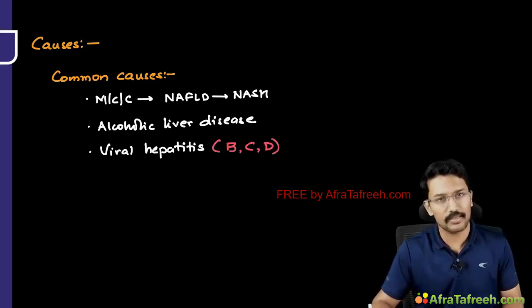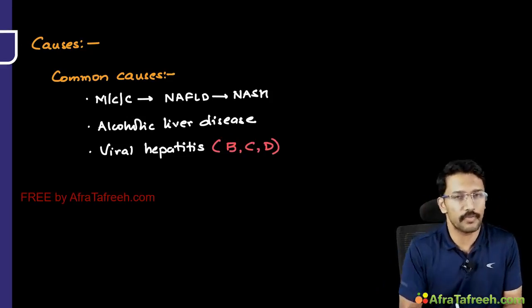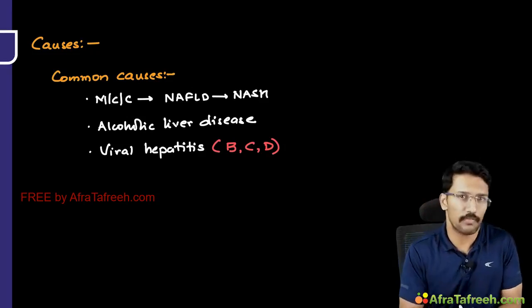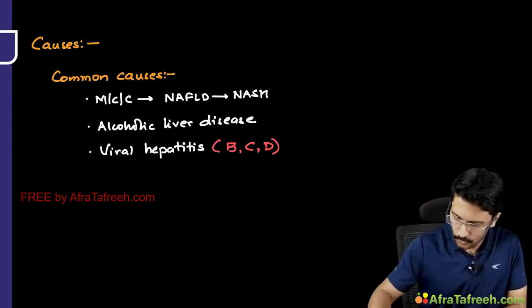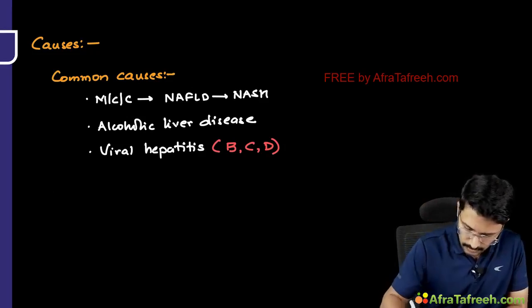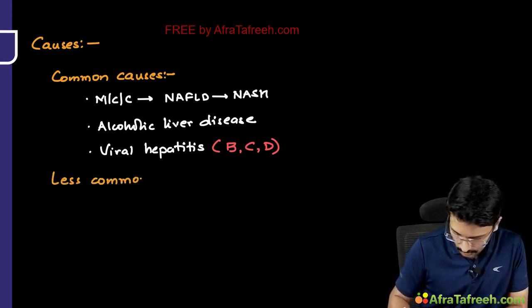And we all know that D is a dependent virus. It is dependent on B. So D infection can only happen when there is a pre-existing B infection, or B and D are causing a co-infection. Okay. Now, what are the relatively less common causes? I shouldn't be calling them rare causes, but relatively less common causes.